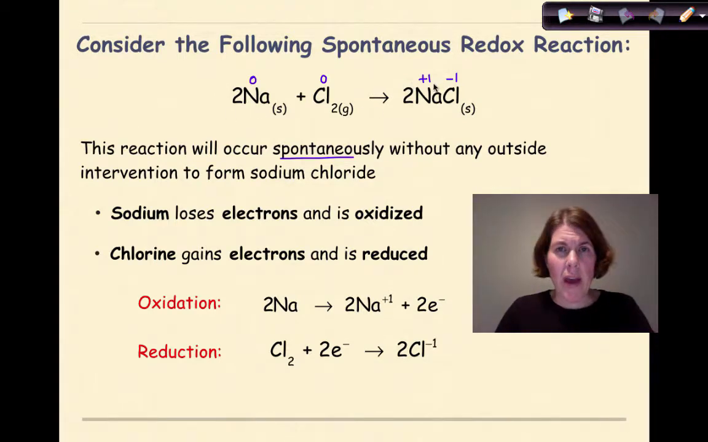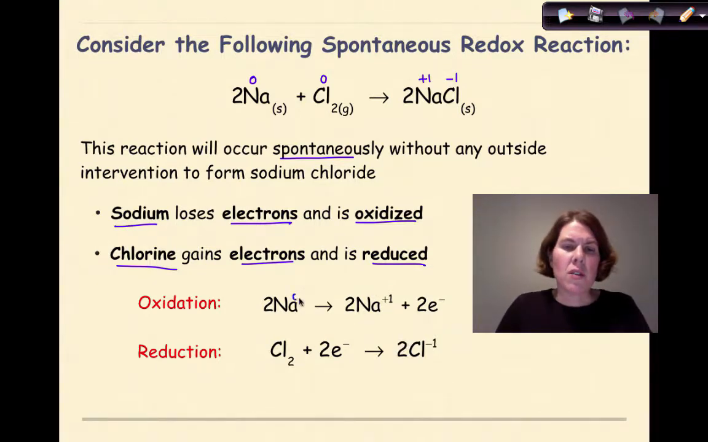When I look at this chemical reaction and I think about what's being oxidized and what's being reduced, sodium is going to lose electrons and be oxidized, and I can see that because Na is going from 0 to +1, more positive. The chlorine is going to gain electrons and be reduced, and here are their half reactions right down here. So sodium starts out as 0, it goes to +1. In this case, it's going to lose a total of 2 electrons. The diatomic chlorine is going to gain 2 electrons and form 2 chloride ions.